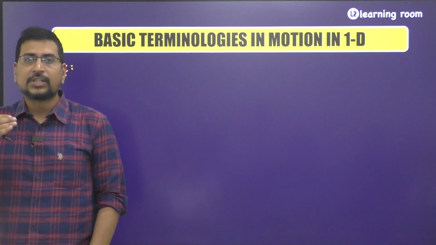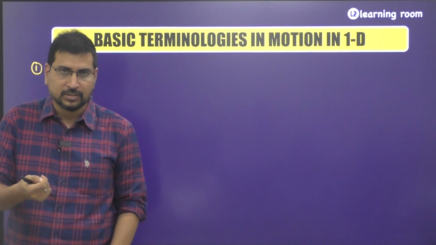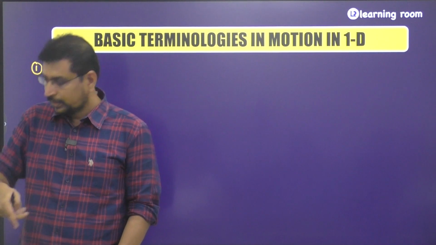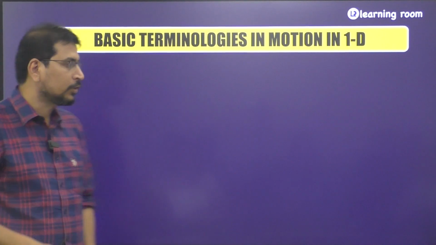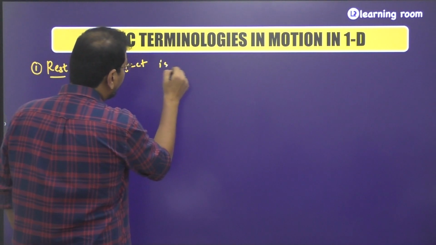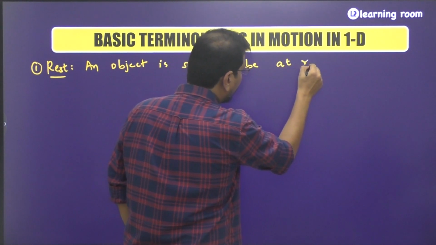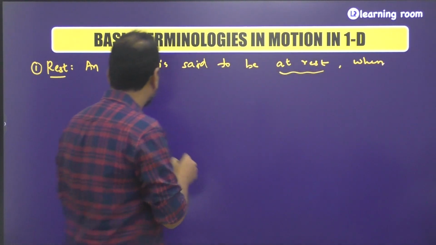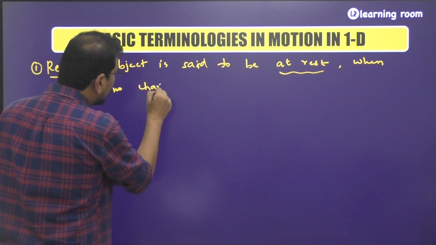When there is no change in position of an object. When I use the word position, I'm speaking with respect to a reference point. With respect to this point, I'm at rest. My position is not changing. So to put it simply, an object is said to be at rest when there is no change in position.